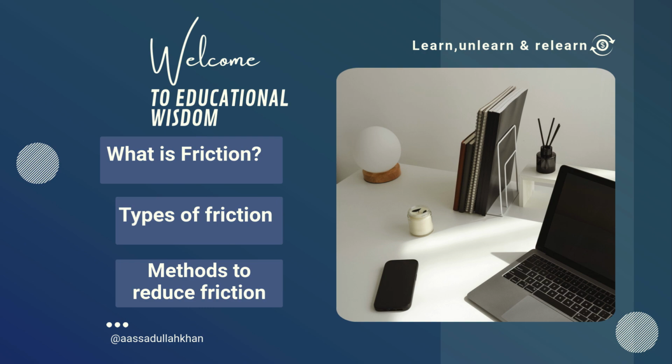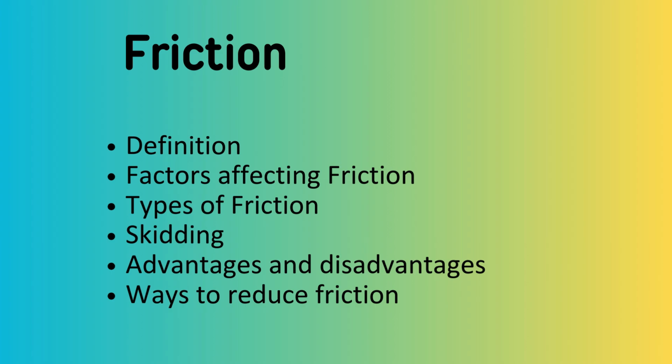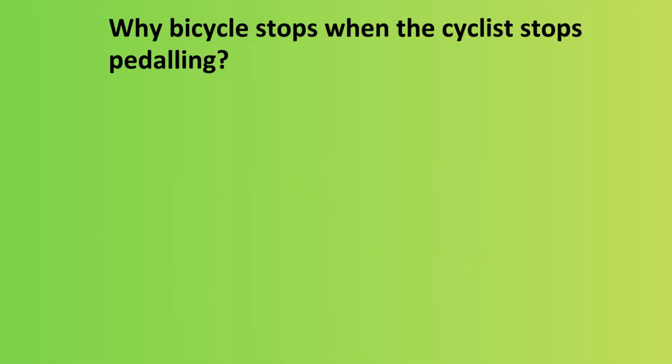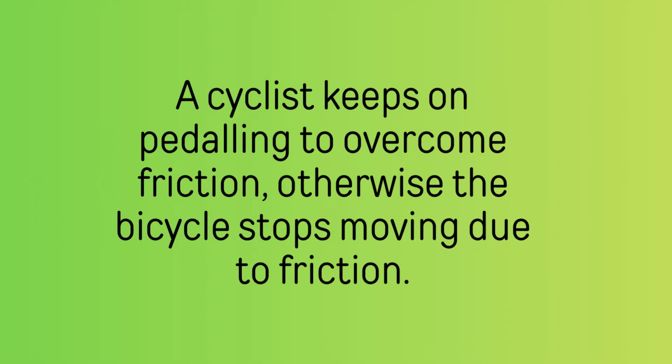Welcome to Educational Wisdom. Today we will learn about friction, factors affecting friction, its types, advantages and disadvantages, skidding, methods of reducing friction. Why does a bicycle stop when the cyclist stops pedaling? A cyclist keeps on pedaling to overcome friction, otherwise the bicycle stops moving due to friction.